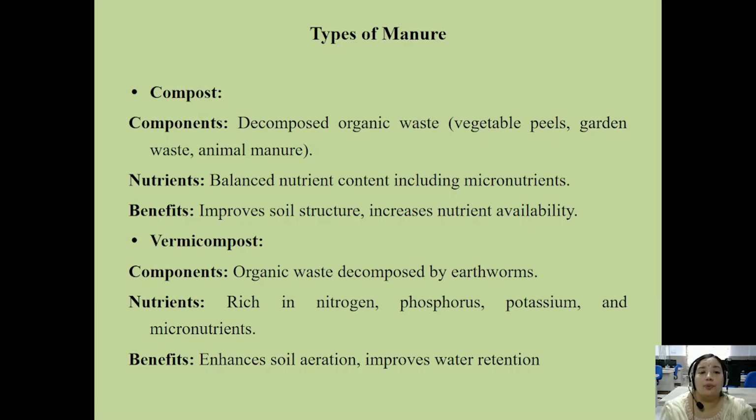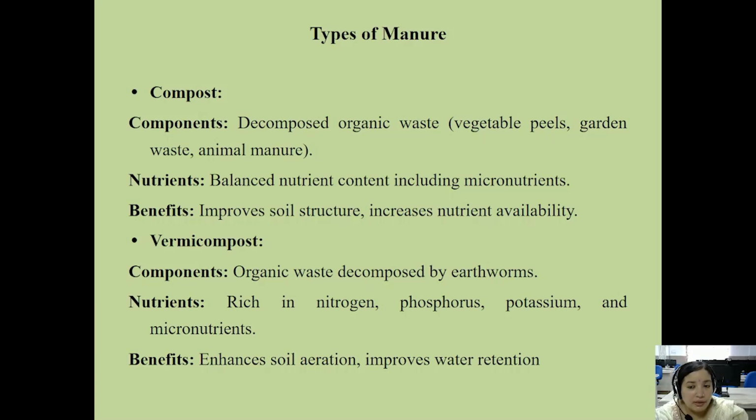So we are using manures, and we are using different types of manures. One is farmyard manure, that is FYM, another is compost. Compost consists of decomposed organic waste, vegetable peels, garden waste, animal manure. Nutrients are balanced nutrient content including micronutrients. Benefits are improves soil structure and increases nutrient availability. And vermicompost is there.